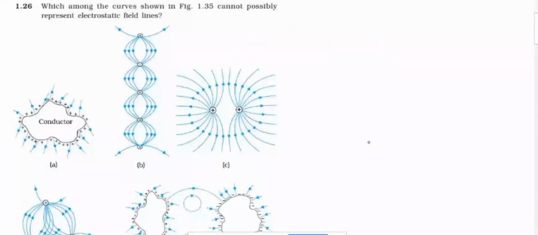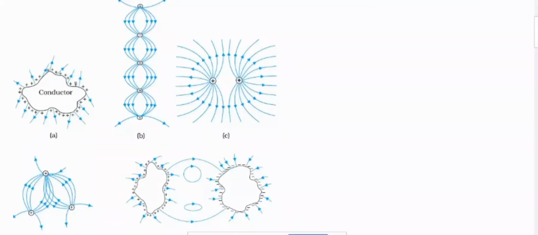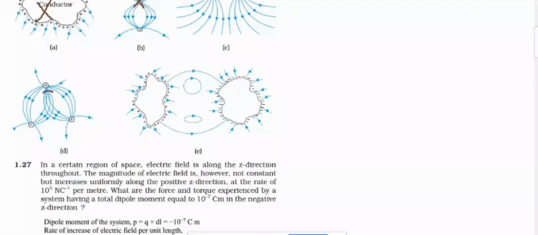Then next, question 26. Which among the curves cannot possibly represent electrostatic field lines? Here you can see the first diagram. Electric field lines enter or emerge normally through a surface. Here most of the lines do not have normal emergence, therefore this diagram is wrong. Now for B, here it is shown that the field lines are entering the positive charge, which is not possible. Field lines always originate from a positive charge, therefore this diagram is wrong. Diagram C is correct. Diagram D is again wrong because field lines cannot intersect each other. Diagram E is also wrong because electric field lines cannot form closed loops.